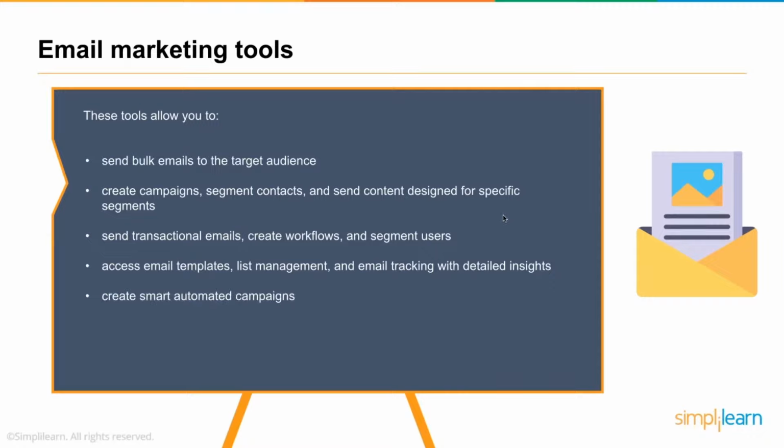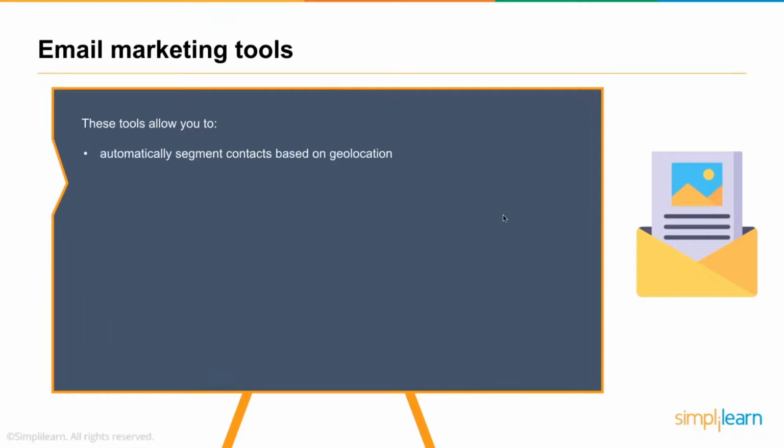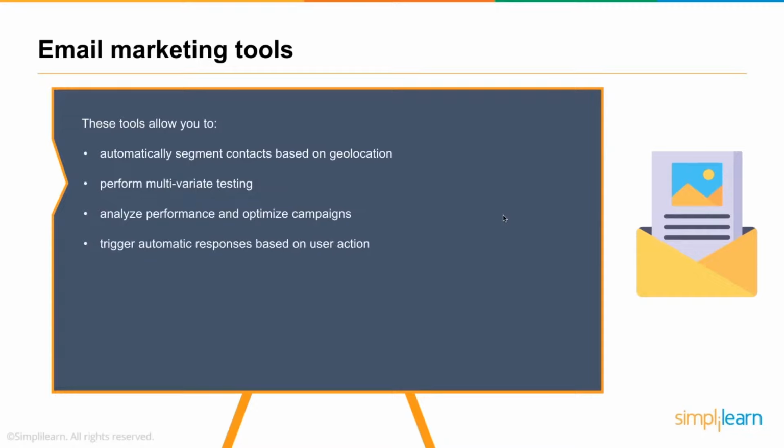You certainly want to create those smart automated campaigns, meaning you don't even have to send out the email. And then you want to be able to have some flexibility to set up email delivery based on a specific time of day. So these tools also allow you to segment contacts based on geolocation. You want to be able to use a tool that allows for multivariate testing. Again, you want to analyze performance and optimize campaigns. You want to trigger automatic responses. Somebody purchases something, are you using a tool that will automatically send that email out? So these are all the reasons why you would use an email marketing tool.